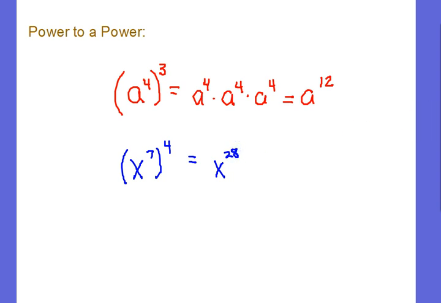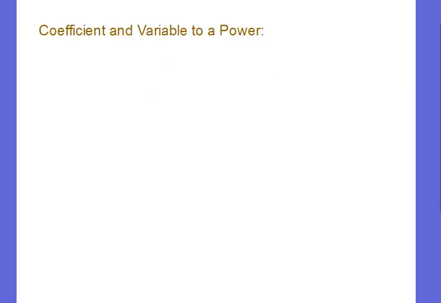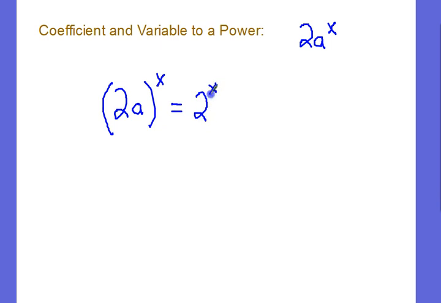Okay? Now, lastly, what if we put a coefficient in there with it? So, something like a coefficient to a power. Now, just so you know, 2a to the x and the quantity 2a, to the x are two different things. Right here, this x is only affecting the a. Here, the x is affecting the a as well as the 2 because of the parentheses. So, really, this is 2 to the x, a to the x.